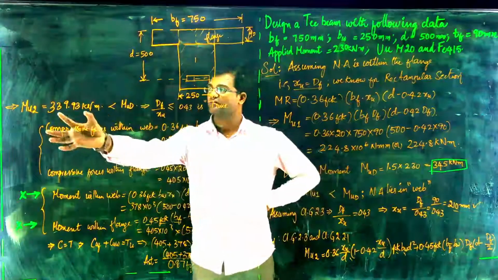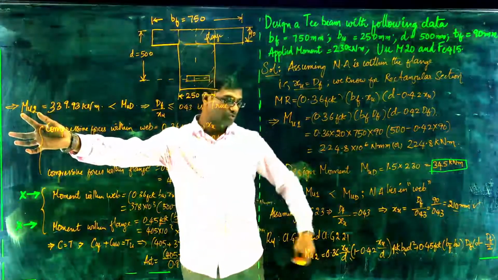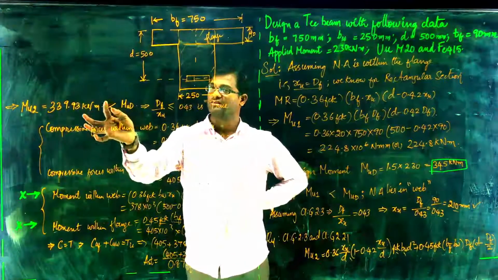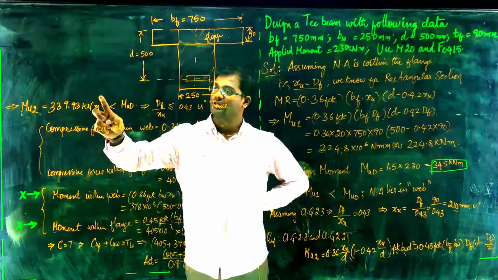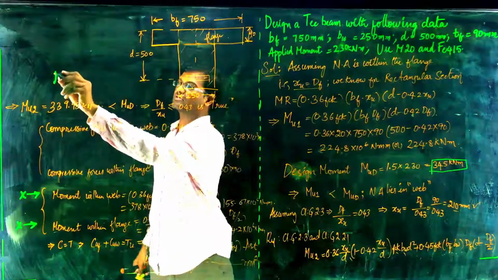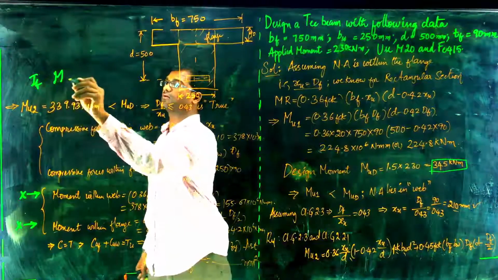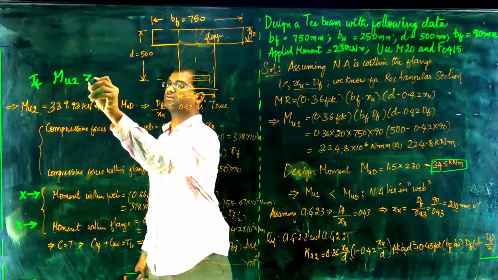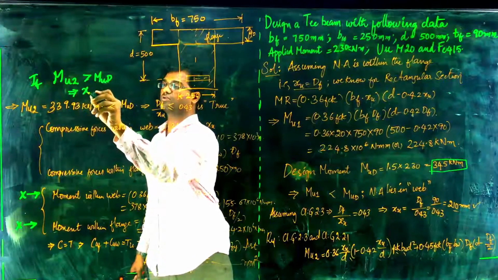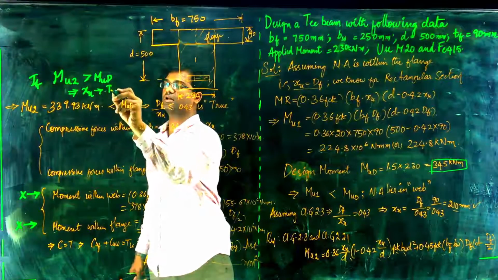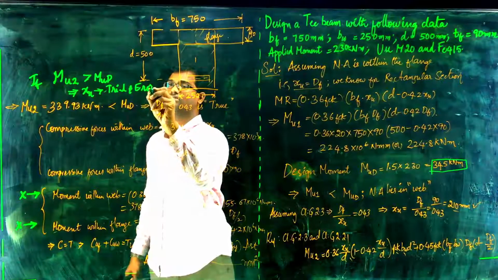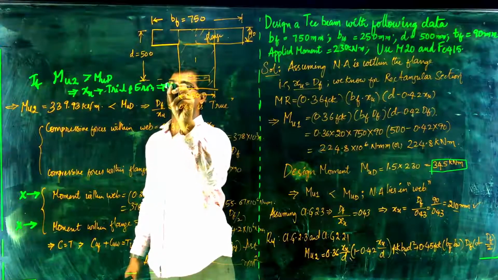There is a condition when Mu2, which you calculated from here, is less than Mud, and if it is the opposite, Mu2 is greater than Mud. In the next problem we will discuss, if Mu2 is greater than Mud, then the neutral axis shall be found by trial and error, or subsequently you can use the Yf equation.